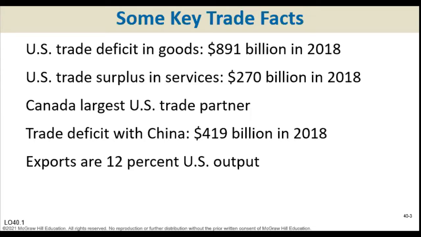Canada, again, is the US's largest trading partner, given the fact that Canada is next to the US and that we share a lengthy border. The trade deficit with China has been decreasing in recent years as the Chinese economy grows, providing Chinese consumers with more disposable income to be able to purchase imported goods from the US.